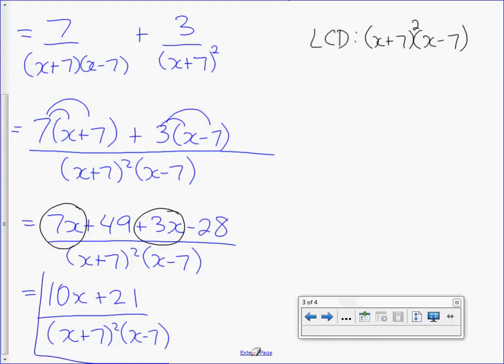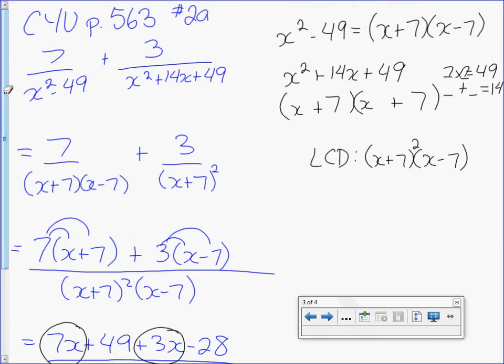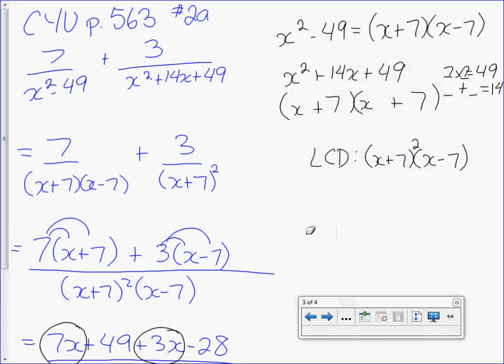Did we find the non-permissible values? Oh, we didn't. So totally, I'm going to do this at the end. My non-permissible values, basically, I can just get those from my lowest common denominator, and I'm going to do those in green. So I know x plus 7 can't be 0, and x minus 7 can't be 0. So this means x can't be negative 7, and then x can't be 7.